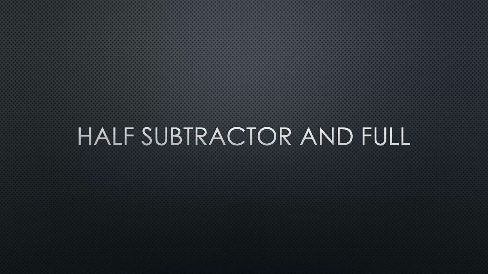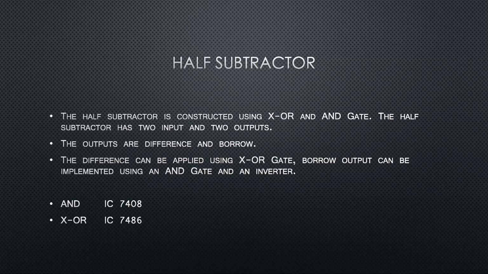Now we are going to see about half subtractor and full subtractor. First, we are going to see about half subtractor. The half subtractor is constructed by using exclusive OR and AND gate. The half subtractor has 2 inputs and 2 outputs. The outputs are difference and borrow.